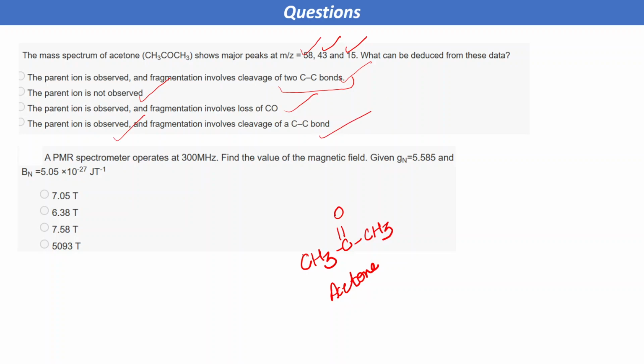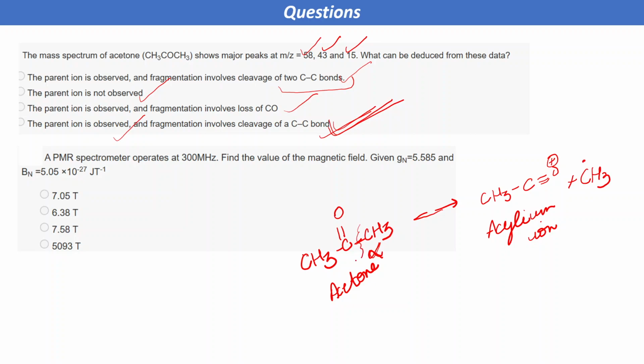So basically what happens in acetone, the option will be the fourth, because there will be cleavage of the CC bond. The next carbon attached to carbonyl is your alpha carbon, so there will be alpha cleavage. When there is alpha cleavage, there will be formation of this kind of acylium ion, and a methyl radical can be formed.